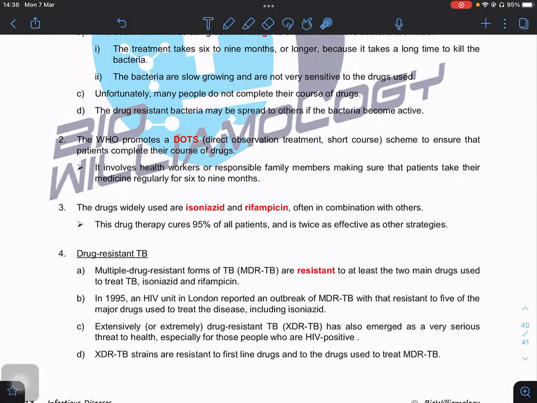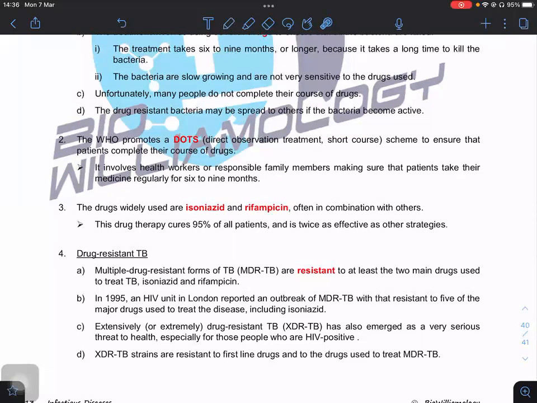Okay, so therefore WHO promotes this DOTS program. The DOTS program involves a health worker or even a family member to make sure that patients take their medicine regularly and complete it. So keep on reminding, hey, have you taken your medicines or not? Every day. Are you clear? It means that you make the patient complete the whole course of the medications.